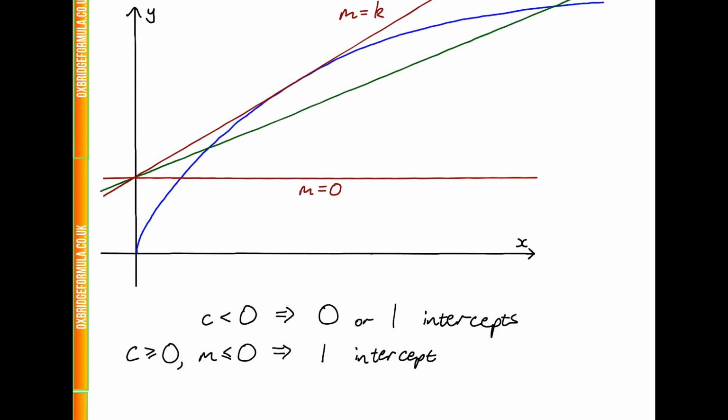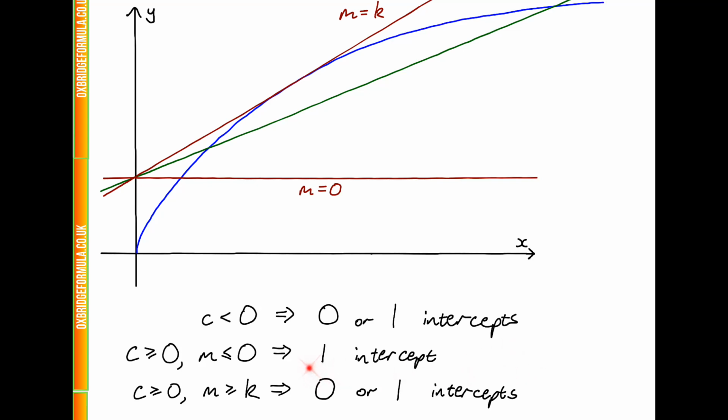Now, what about if c is greater than or equal to 0, but m is greater than or equal to k, so the gradient is at least as steep as this red line here? Well, then we can see that if m equals k, we'll just touch the curve y equals square root of x, and if m is greater than k, we won't even touch it at all. So in that case, we will have 0 or 1 intercepts.